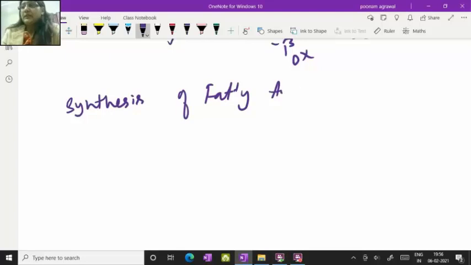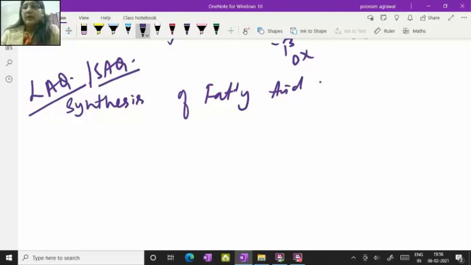Synthesis of fatty acid, see, it's a long question for you and also a short answer question for you. And nowadays they have started giving you multiple choice questions and case-based questions. So this topic is important there also. So you need to know this topic completely. So I'll be just telling you the core aspect of this pathway.